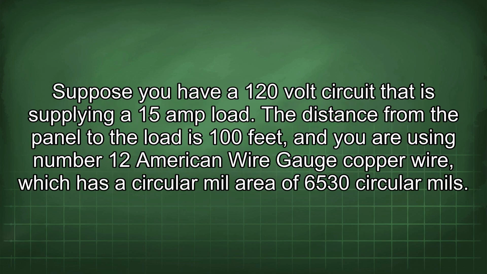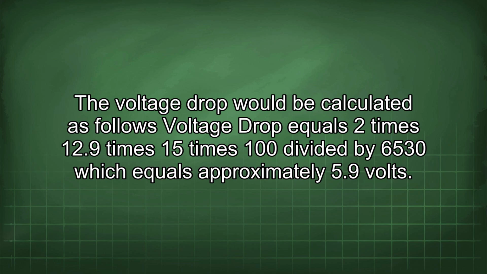Suppose you have a 120 volt circuit that is supplying a 15 amp load. The distance from the panel to the load is 100 feet, and you are using number 12 American wire gauge copper wire, which has a circular mil area of 6,530 circular mils. The voltage drop would be calculated as follows: voltage drop equals 2 times 12.9 times 15 times 100 divided by 6,530, which equals approximately 5.9 volts.